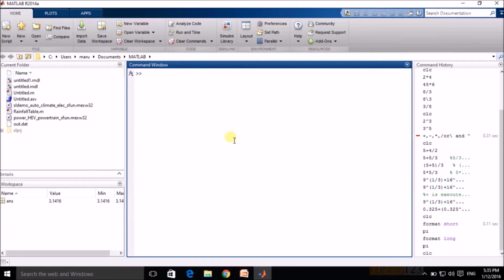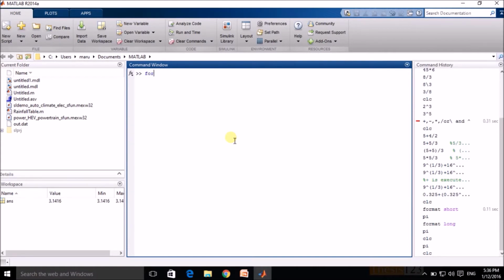Here, first I want to use the format command, which lets the user control the display format. I will show you how the format command can be useful for us. For example, the pi value, obviously we know that it is 3.1416, right?